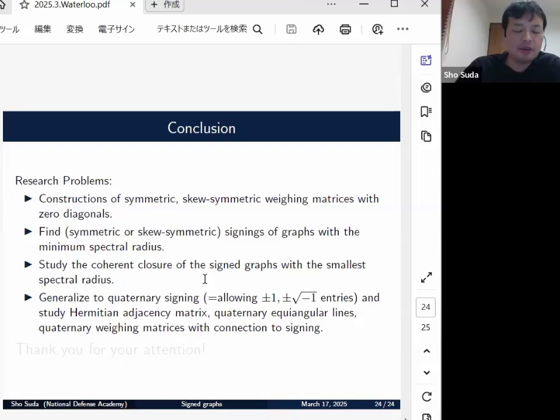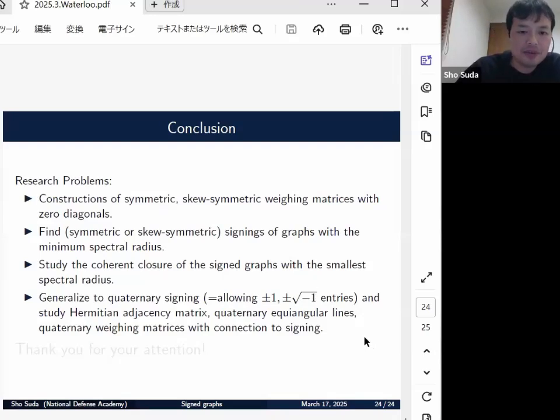For example, in the Johnson graphs case, there is a nice signing of Johnson graphs. So what is the coherent closure of these signed Johnson graphs? It may be some other association schemes. I don't know, but it would be interesting.